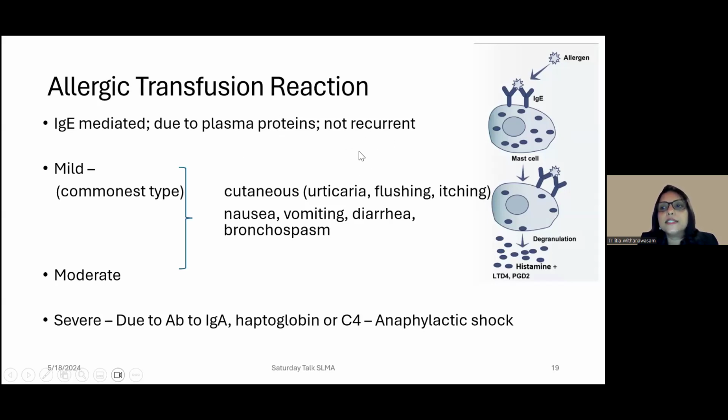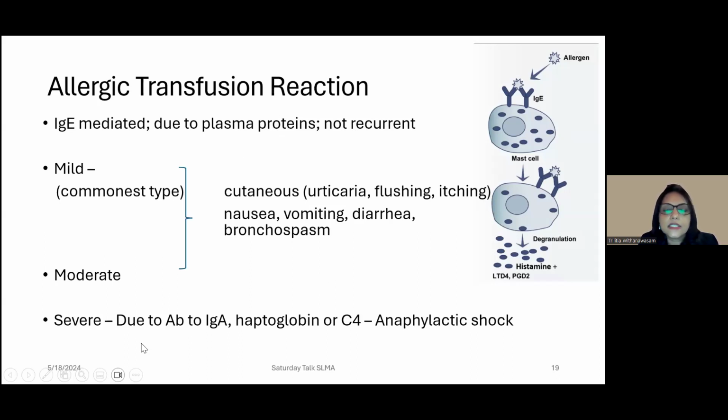And don't think these are recurrent. That means once it has happened, we can't say that all the other donors' plasma will also cause an allergic reaction in this patient. So the commonest type of allergic reaction would be mild, where cutaneous manifestations, GI manifestations and mild bronchospasm can occur.